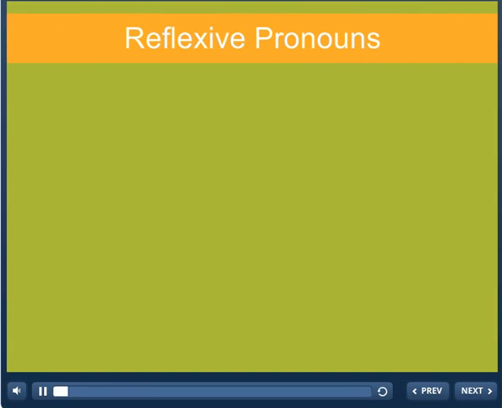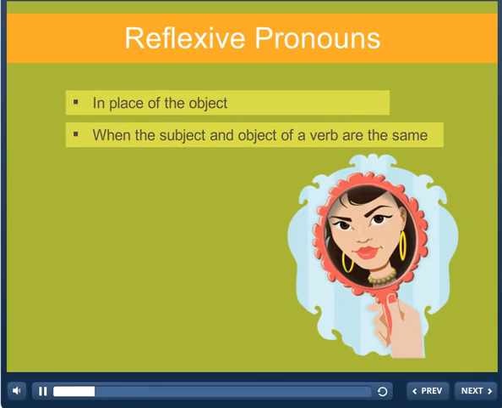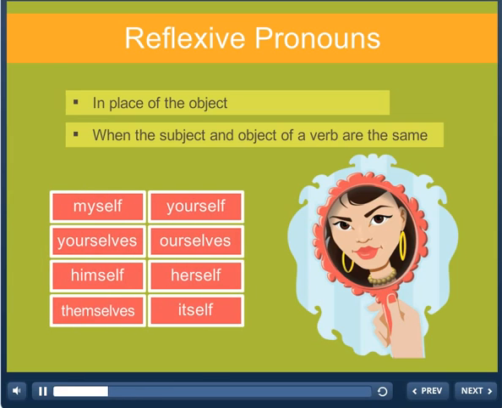Now let's learn about reflexive pronouns. The word reflex is from the same root as the word reflection. We use reflexive pronouns when the subject and the object of a verb refer to the same person. These are the reflexive pronouns.